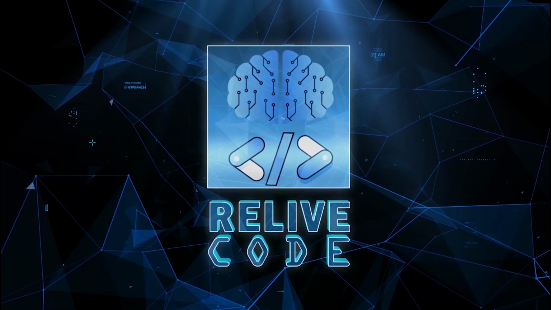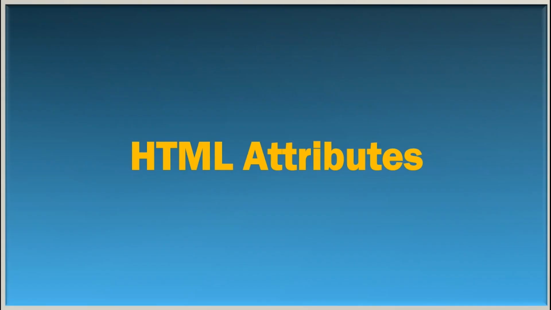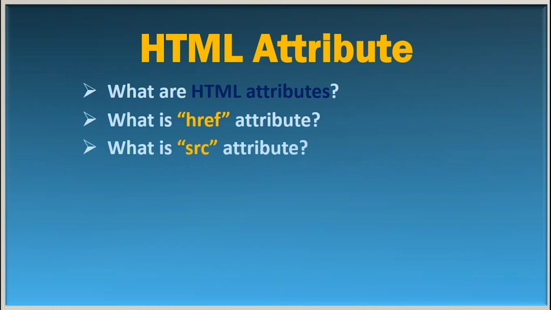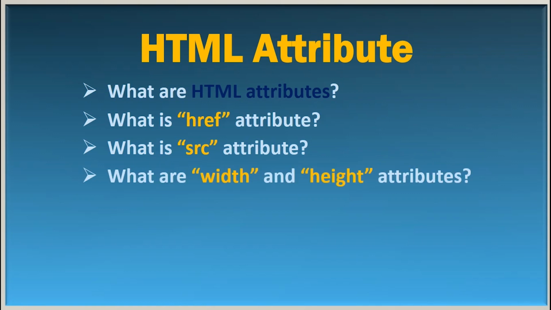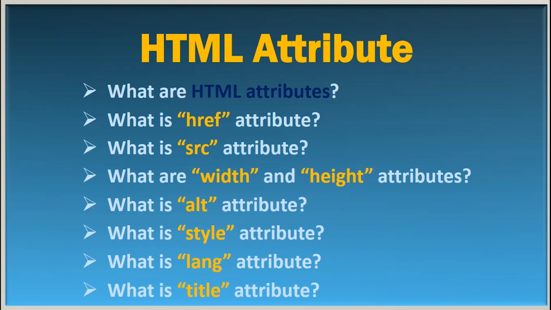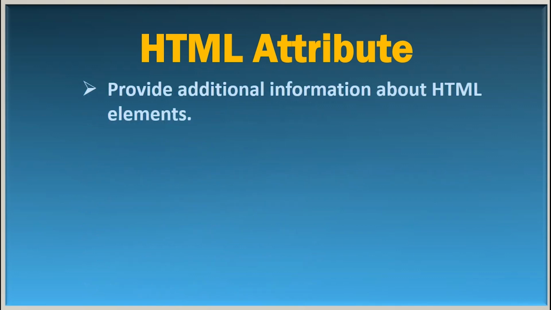So let's start our today's lecture. In today's lecture, we will cover the topic HTML attributes. So what are HTML attributes? What is href attribute? What is source attribute? What are width and height attributes? What is alt attribute? Alt is used for alternative text. What is style attribute? What is lang attribute? Lang attribute is used for language. And what is title attribute? So let's start with HTML attributes.